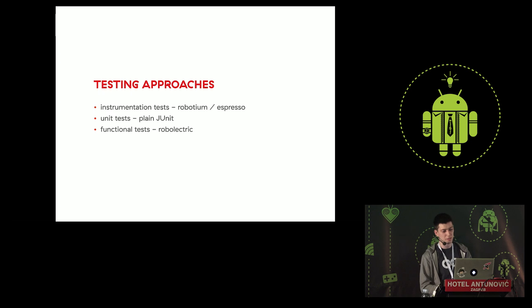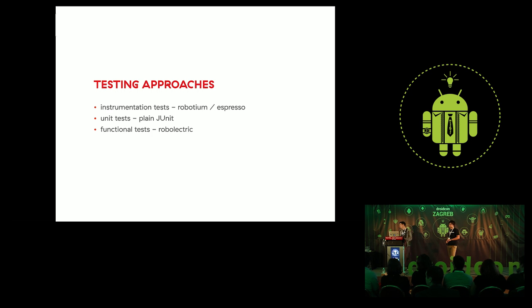Here you have a number of different approaches. There was a great talk yesterday from Janusz. Basically what we tried out is instrumentation tests, which are tests which run on the emulator or on real devices. The good thing about them is that they are very realistic. You're as close to the real thing as you can get. The second variation is unit tests, plain Java unit tests, in which you can't really touch anything Android related, so you have to mock it out. That's a bit of a pain most of the time.